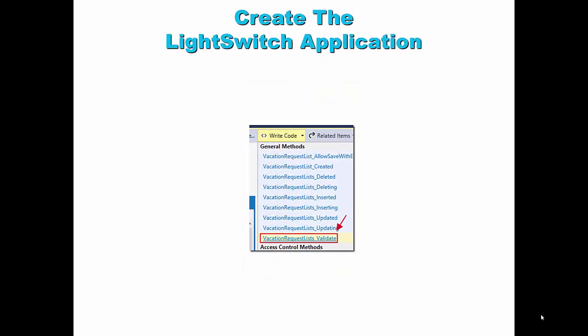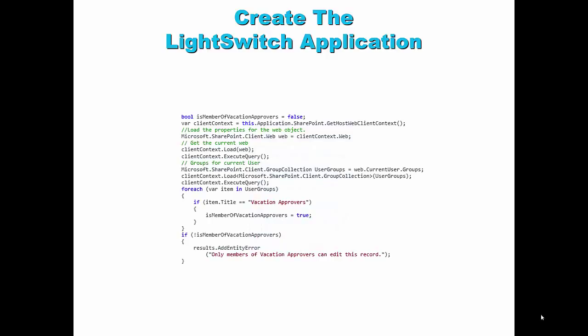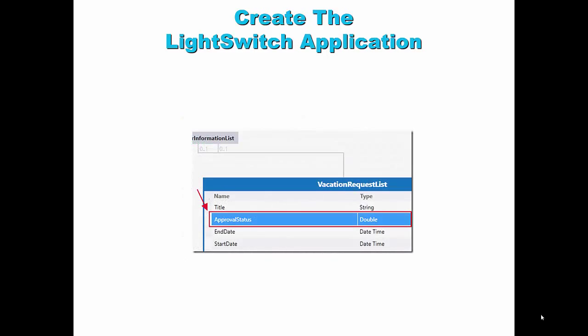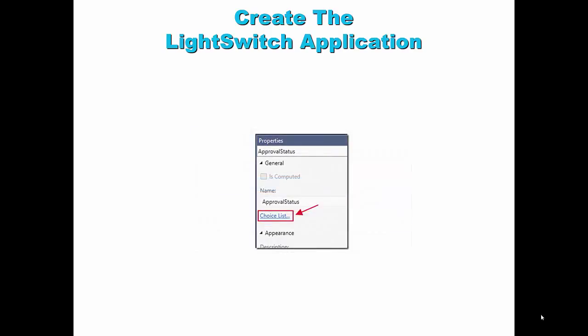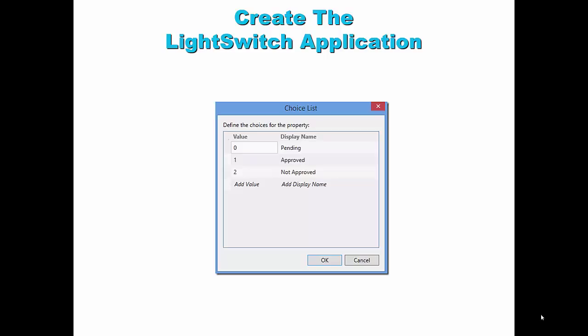We will then wire up to the Validate method. We'll use the following code that will ensure that only vacation approvers can change the status of a vacation request. Also, we'll select approval status, choice list, and create a choice list so that when we have the UI, we can see a nice display name instead of just the numerical value that indicates what the status of the request is.